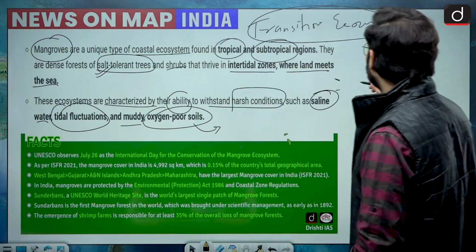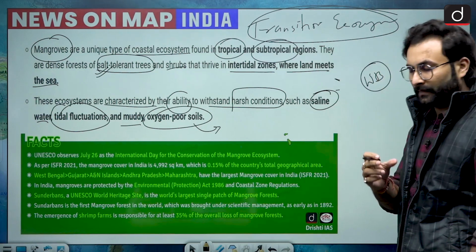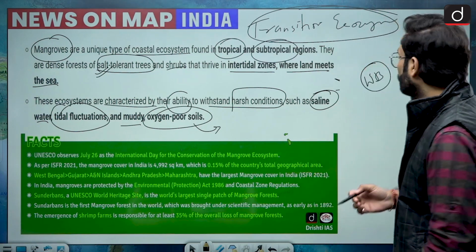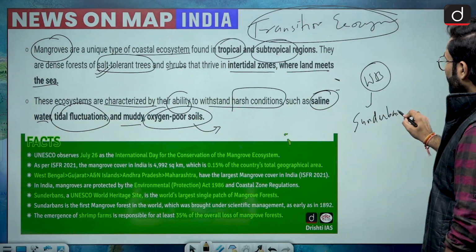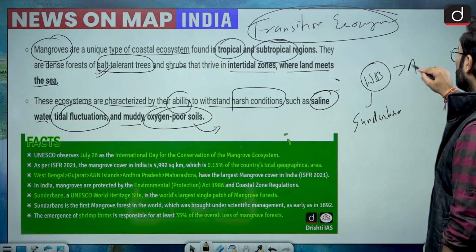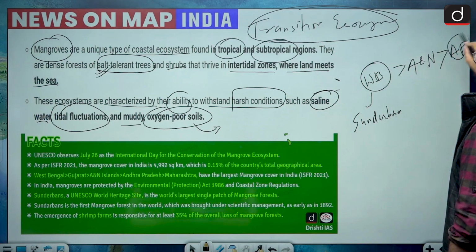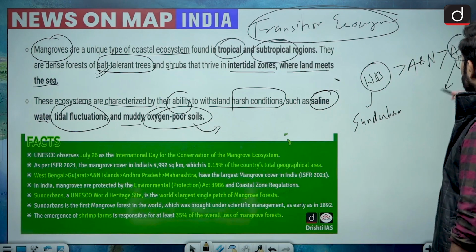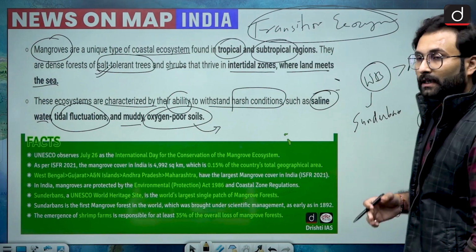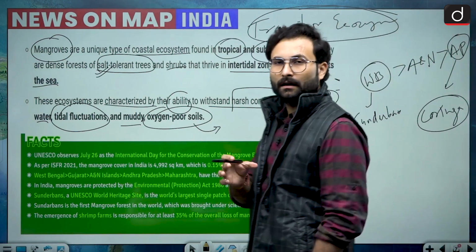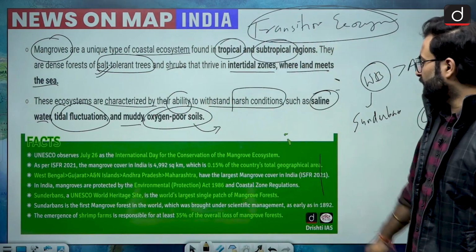Other than that, when we are talking about India, the single largest mangrove patch is in the Sundarban, that is in West Bengal. After that, Andaman and Nicobar has such mangroves, and then Andhra Pradesh has such mangroves. In Andhra Pradesh, we have the Coringa Wildlife Sanctuary, on the mouth of the Godavari River, that is the second largest mangrove in India. Okay, so that is about mangroves. You can read these facts if you want.